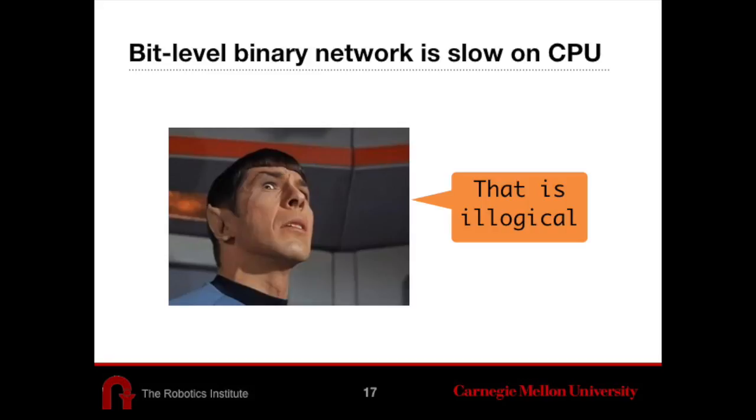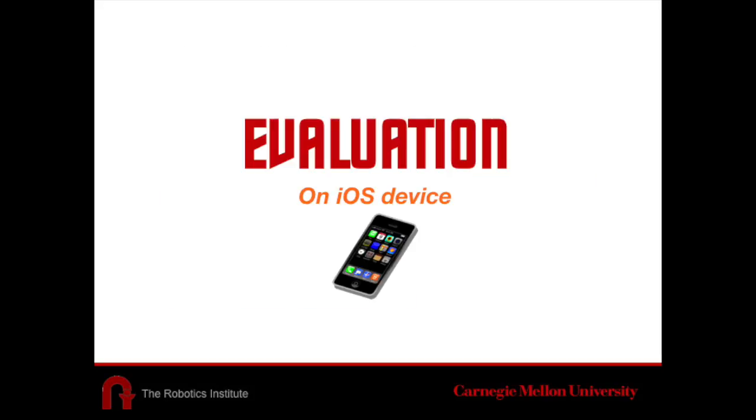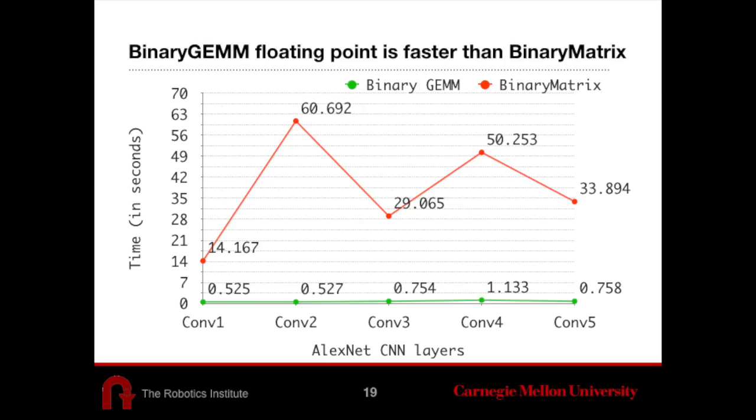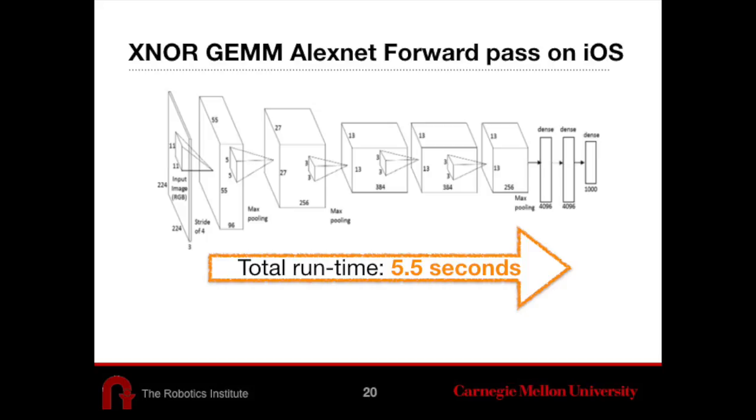At this point, the bit-level binary network is slow on CPU. That is illogical. We also incorporated a floating point GEMM implementation, considering binarizations in the network. Here we present the runtimes for each of the GEMM and binary matrix implementations for all 5 convolution layers of AlexNet on an iPhone 6s device. GEMM runs through all layers in 3.7 seconds, and the binary matrix implementation runs through all layers in 188 seconds. Our current XNOR GEMM implementation runs through a forward pass of the full AlexNet model in 5.5 seconds.